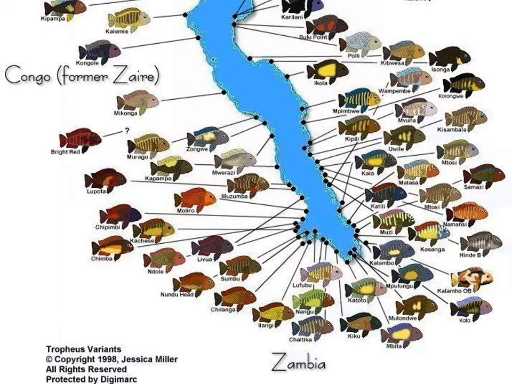And this is how, with these isolated little patches of cichlid habitat along the shore of this long lake, we've ended up with hundreds of distinct species.